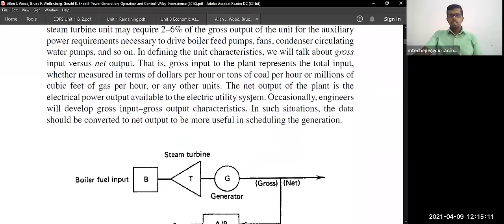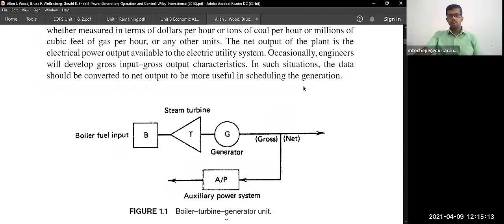If you see the steam power generating units, this is a simple block diagram of a boiler turbine generating unit. We are applying an enormous amount of heat via our furnace to the boiler, so that steam will be produced. Superheated steam will be produced, and that will be hitting the turbine.